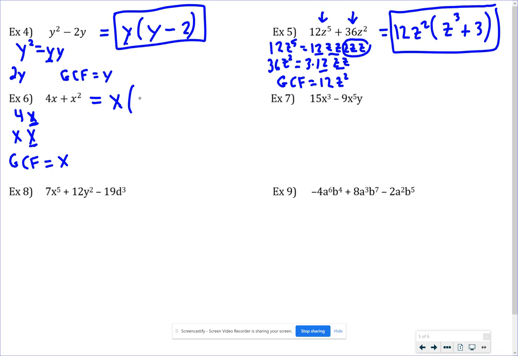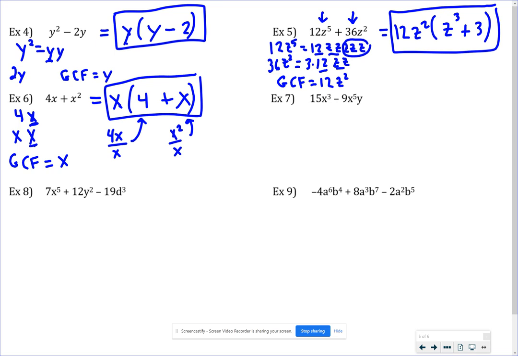So if I do 4x divided by x, what's left is a 4. I've taken out the x. X squared divided by x is just x, right? Think about it. 4x divided by x is a 4. And x squared divided by x is an x. And this is our answer. We have factored out the greatest common factor, the GCF. Okay, example 7.